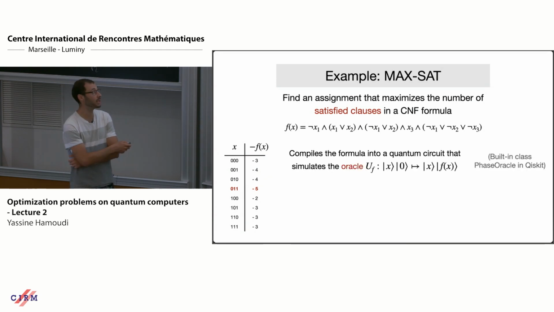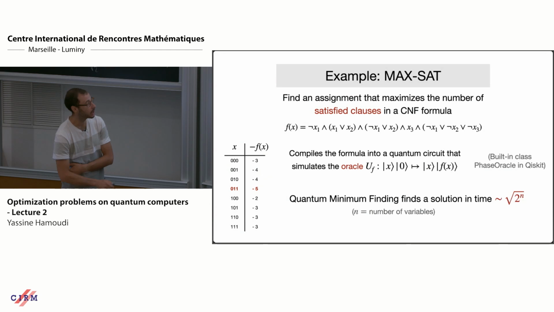Now what you could do is you could compile the formula into a quantum circuit that simulates the oracle. In Qiskit, there are some classes that can do it for you. And then you could just use quantum minimum finding, and it will give you a solution after root 2 to the n quantum queries. Okay, so a very straightforward quantum speedup for a very hard problem, and this has a provable running time.